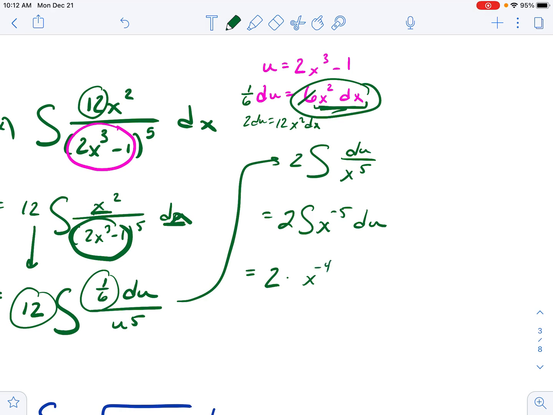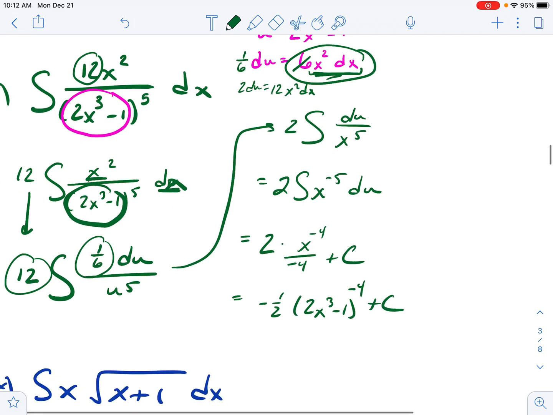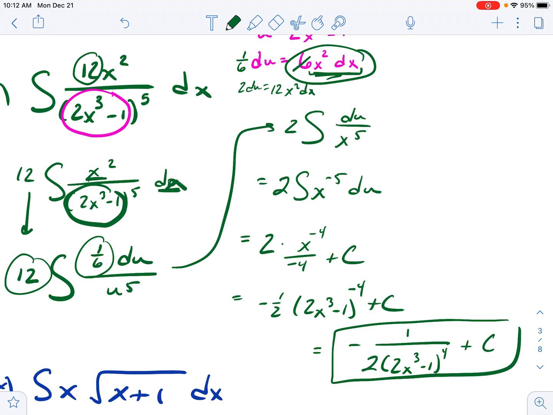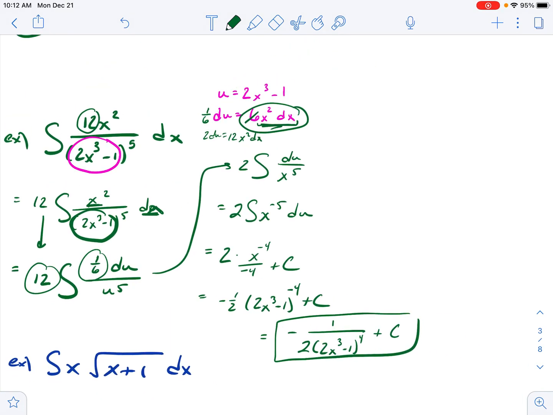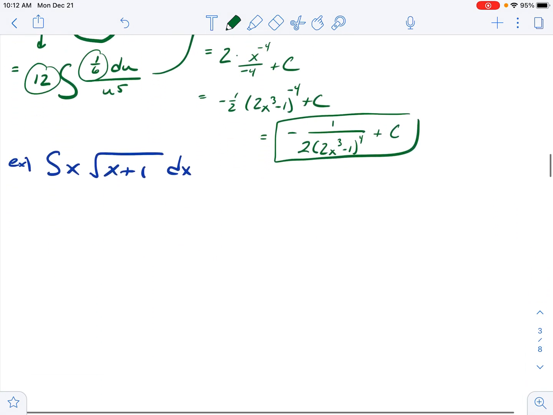Integrating u to the negative 5th, u to the negative 4 over negative 4. 2 over negative 4 out front is again a negative 1/2, times 2x cubed minus 1 to the negative 4th. You can leave it like that if you want. You can write it as negative 1 over 2 and then this quantity to the 4th in the denominator. Either way. All right, but again, take your time, pick u, find your du, match it all up. Okay. All right, next one.